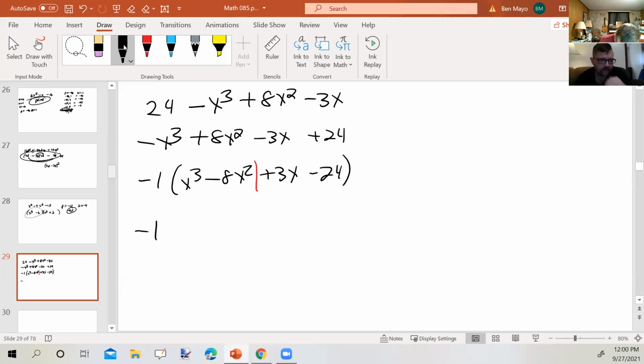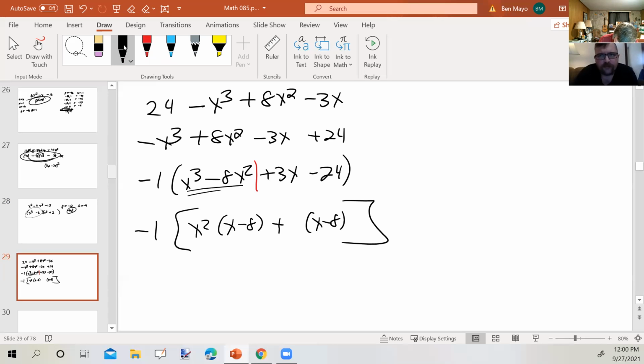So negative 1, the greatest common factor would be x squared and then an x minus 8. So then I have an x minus 8 and a plus 3. So I have negative 1, x minus 8, x squared plus 3. All right with that? Okay.